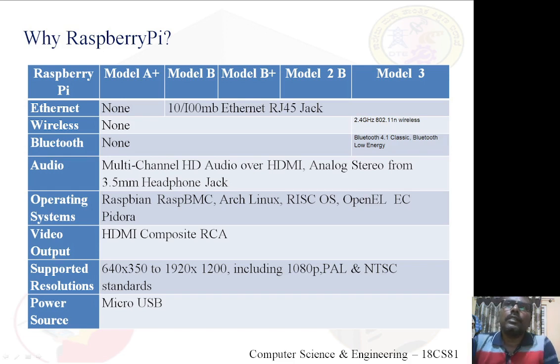Next, except Model 3, none of the models were having wireless support. Model 3 was having wireless compatibility of 2.4 GHz 802.11n. Then except Model 3, none were having Bluetooth support. Model 3 was having Bluetooth 4.1, BLE, Bluetooth Low Energy.